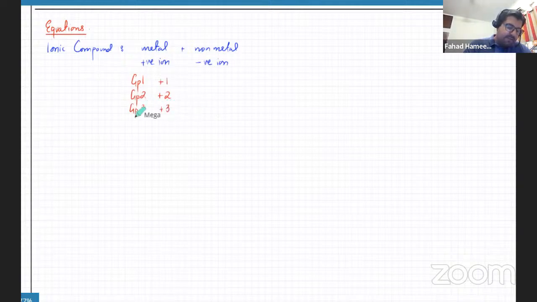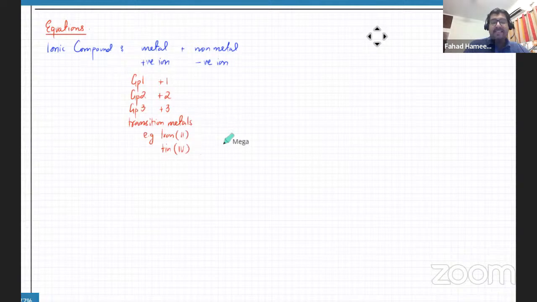You've got transition metals, and they have variable charges. It's written in the formula. So for example, you've got iron 2. When it's written in Roman numerals, it's iron 2, then it obviously means it's +2. If it's iron 3, that's +3. If it's written tin 4, in Roman numerals, that means Sn has a charge of +4. So transition metals, their charges would be written.